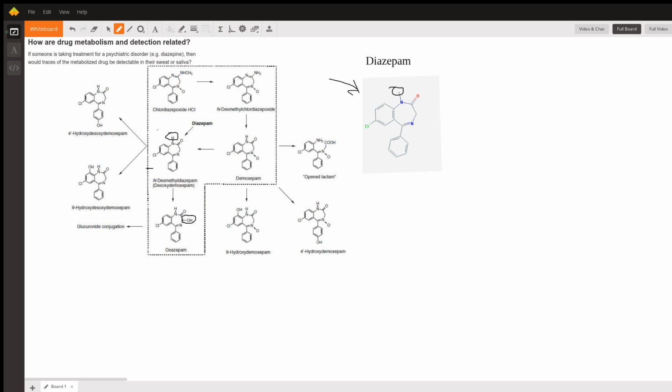And so the answer: it could be detectable. I'm not sure about clinical practice if it is, I'm not speaking from experience, but in theory, yes. You probably could detect the metabolites in the sweat or saliva.